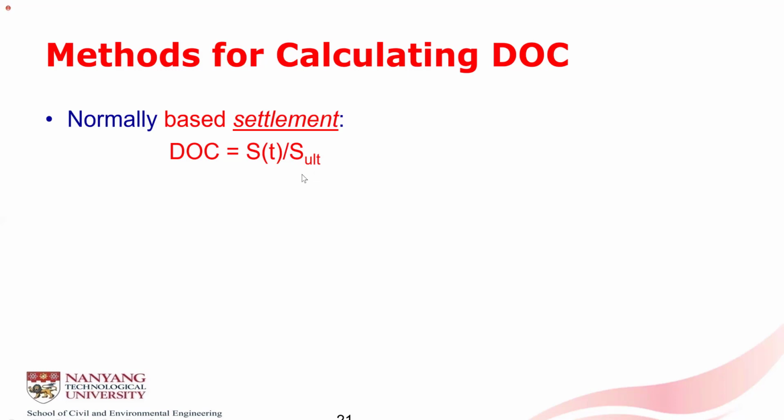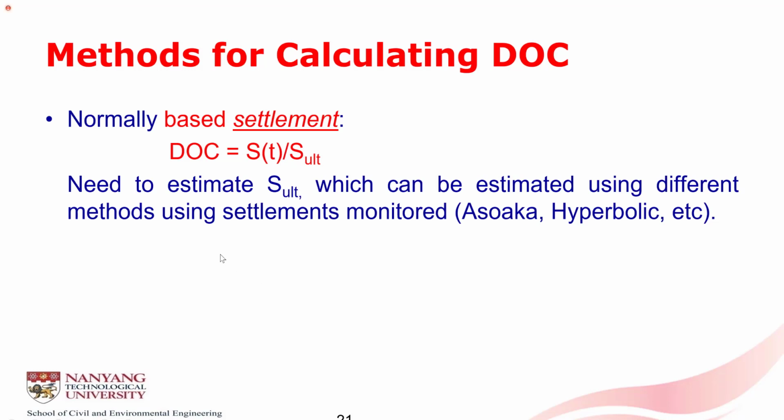But the problem is our soil profile can be very complicated. Our design parameters may be too simplified. So in other words, this ultimate consolidation settlement is not easy to predict. So as an alternative, we sometimes use the field monitoring settlement to estimate the ultimate degree of consolidation, using a number of methods such as Asaoka's method. I'm sure many of you in the audience are familiar with this, or the hyperbolic method.